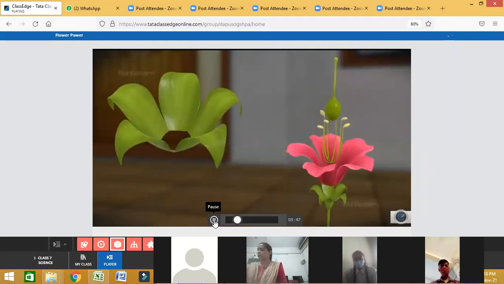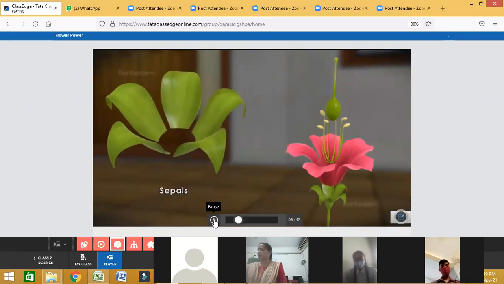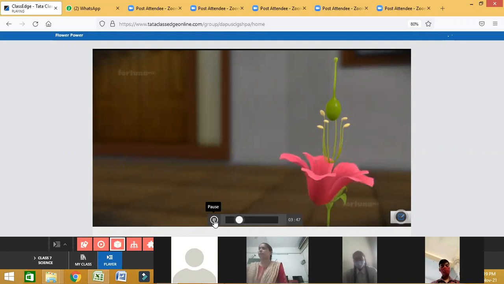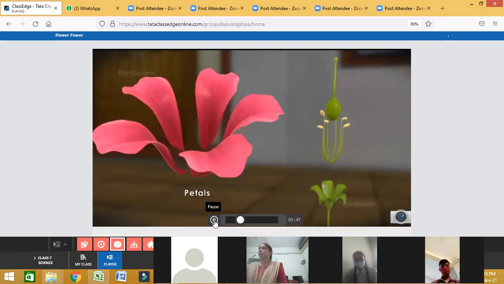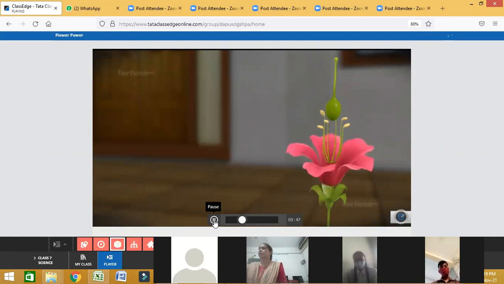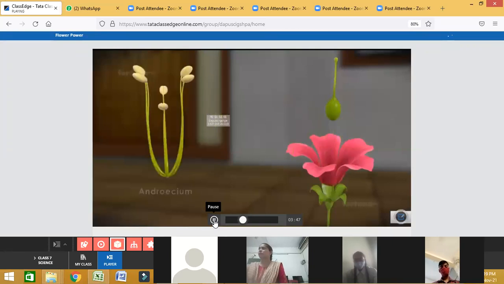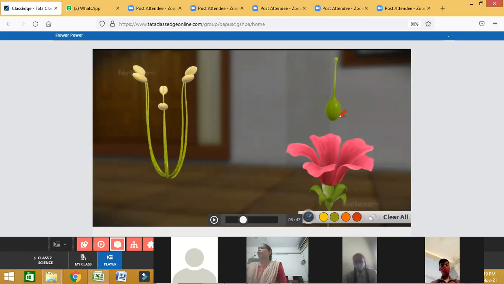The calyx is the outermost whorl and is made up of leaf-like structures called sepals. The next floral whorl, the corolla, is made of the familiar colorful, delicate structures called petals. It's this layer that attracts insects, such as bees, for the purpose of pollination. The plant's male reproductive organ is the androecium. See this? This is the male reproductive organ, androecium, and this is the female, the gynoecium.